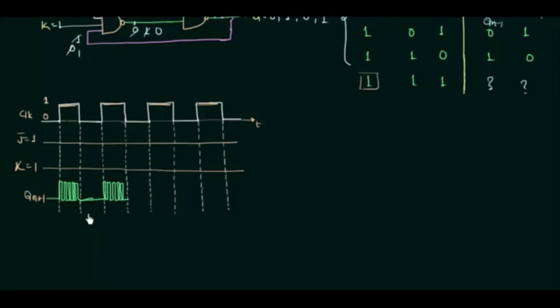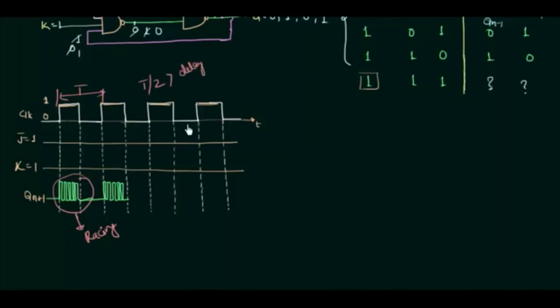So you have to remember 2 things for your race around condition. This is your racing, and it will be possible only when J is equal to 1, K is equal to 1, and your clock is high. There is another point also that you have to keep in your mind: this is the time period of your clock, and the half time period, that is T by 2, must be greater than the delay of your flip-flop.